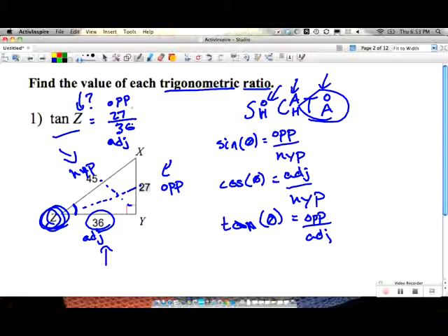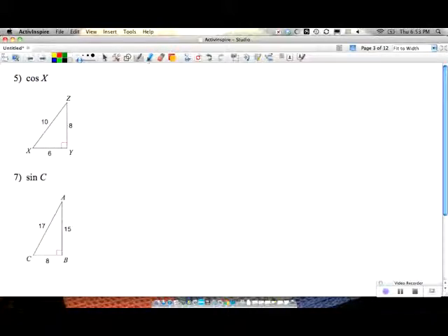Now this would be a fine answer for a free response type question. However, if you're doing a multiple choice test, we would need to simplify. I noticed that 9 goes into each of these, so I'm going to divide the top and the bottom by 9, and it would simplify to 3/4. Alright, that's one. Let's do a couple more of those just to get some good practice here.